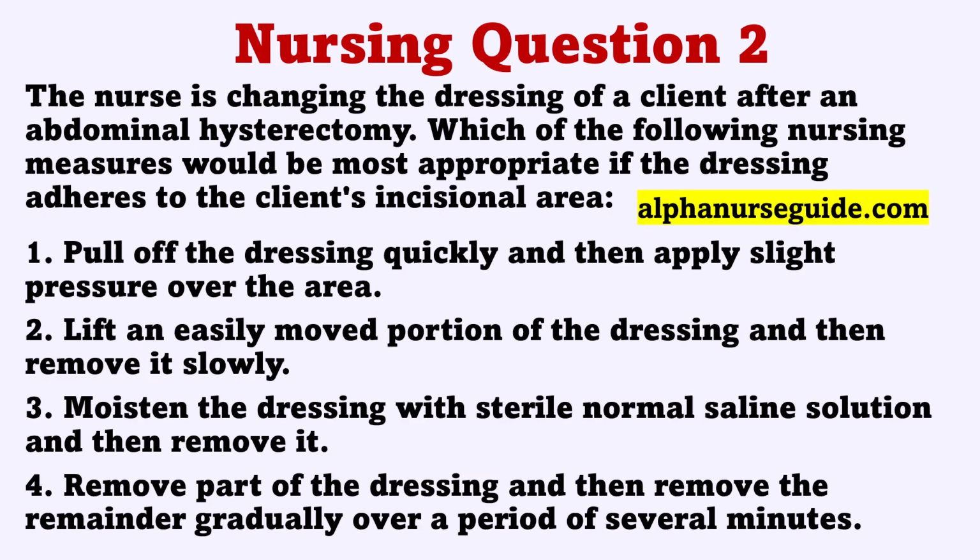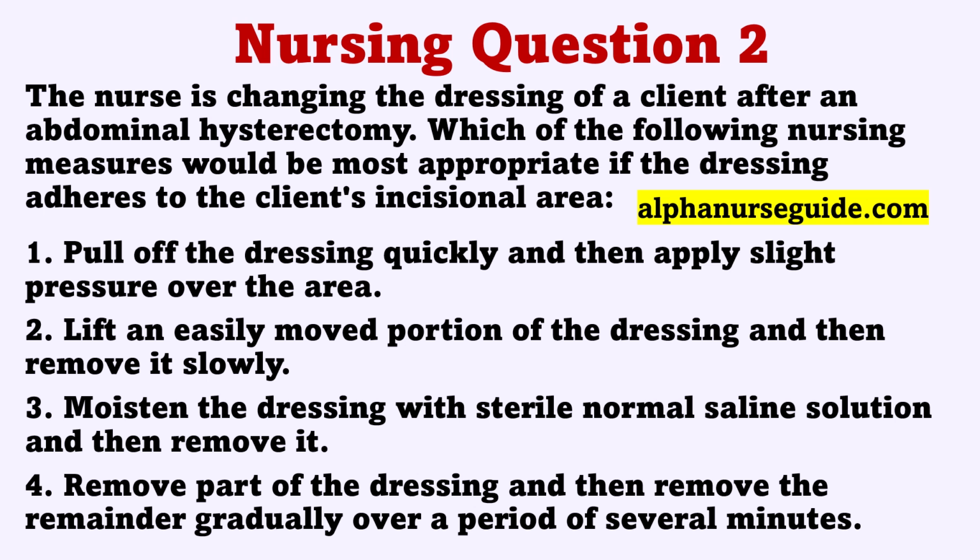The nurse is changing the dressing of a client after an abdominal hysterectomy. Which of the following nursing measures would be most appropriate if the dressing adheres to the client's incisional area? 1. Pull off the dressing quickly and then apply slight pressure over the area. 2. Lift an easily moved portion of the dressing and then remove it slowly. 3. Moisten the dressing with sterile normal saline solution and then remove it. 4. Remove part of the dressing and then remove the remainder gradually over a period of several minutes.